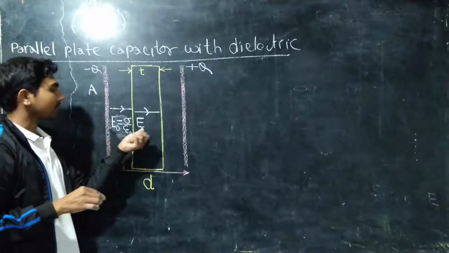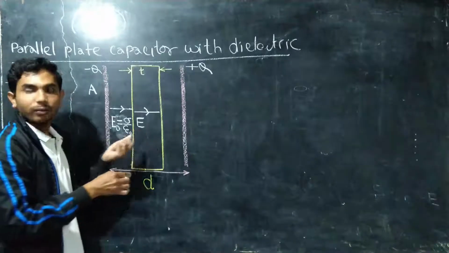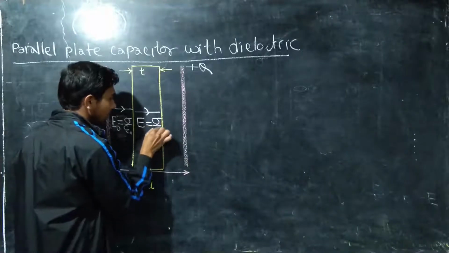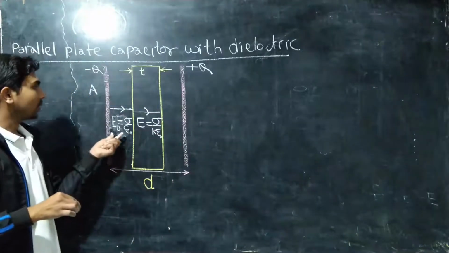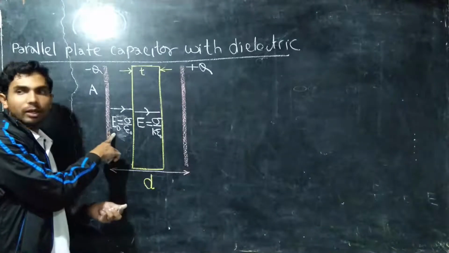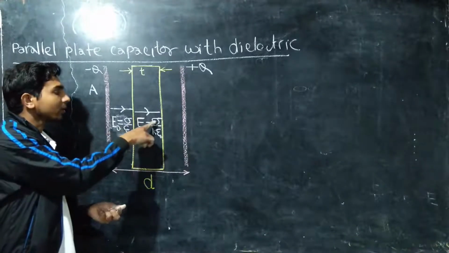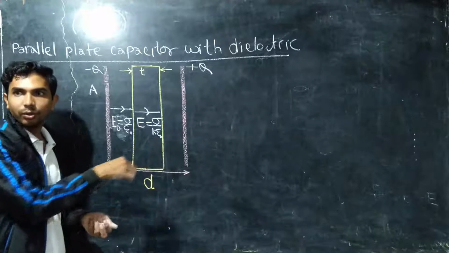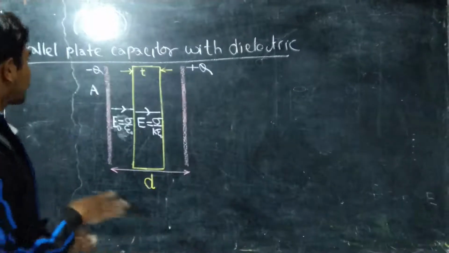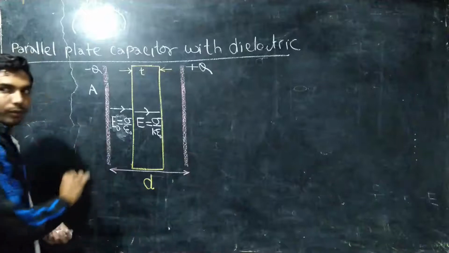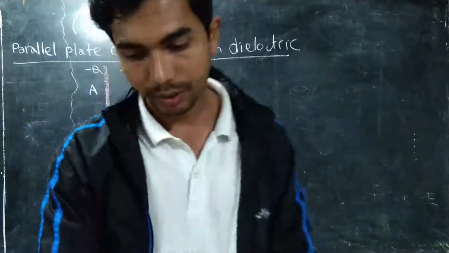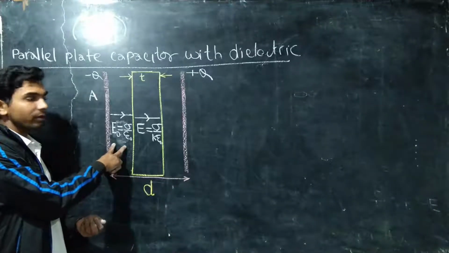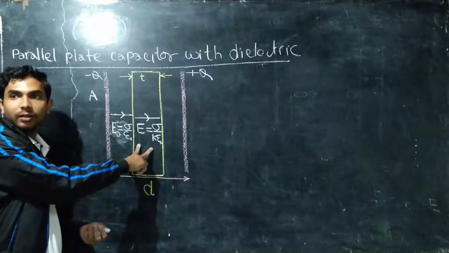And inside the dielectric the electric field is E. This value will be sigma by K epsilon 0. Yes or no? Because this dielectric is in electric field E naught, the electric field inside the dielectric becomes E naught by K, and E naught has value sigma by epsilon 0. This way we are able to write it. I hope everything is clear. Now you can see the electric field outside the dielectric is this one, and inside the dielectric is this much.